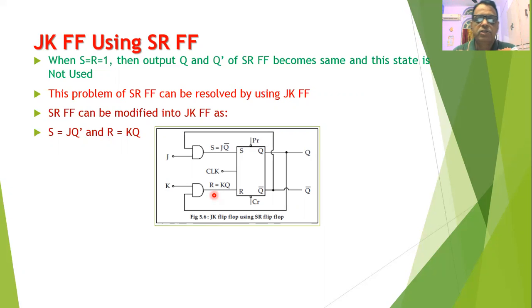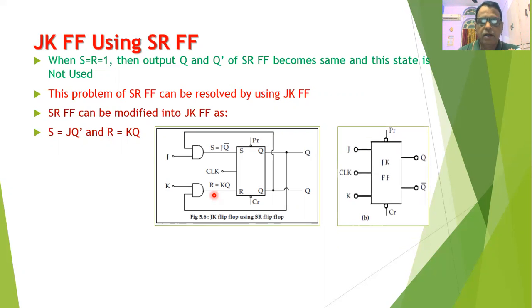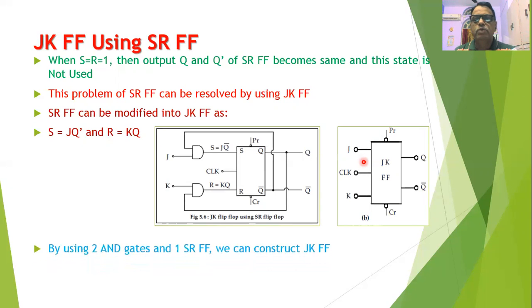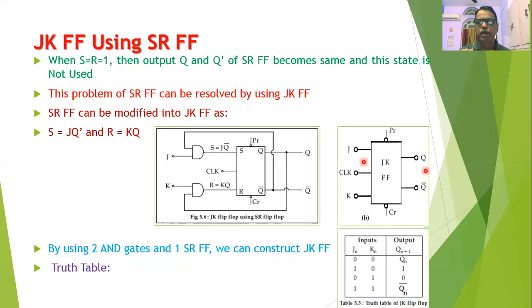So when we make such a connection, the flip-flop that is constructed is called a JK flip-flop. We can draw the symbol for the JK flip-flop, which is similar to that of the SR flip-flop, except for one change: the inputs are now labeled J and K, and there will be a clock input, preset input, clear input, and the outputs will be Q and Q bar. Now, by using two AND gates and one SR flip-flop, we can construct the JK flip-flop. Now, we can construct the truth table for this flip-flop.